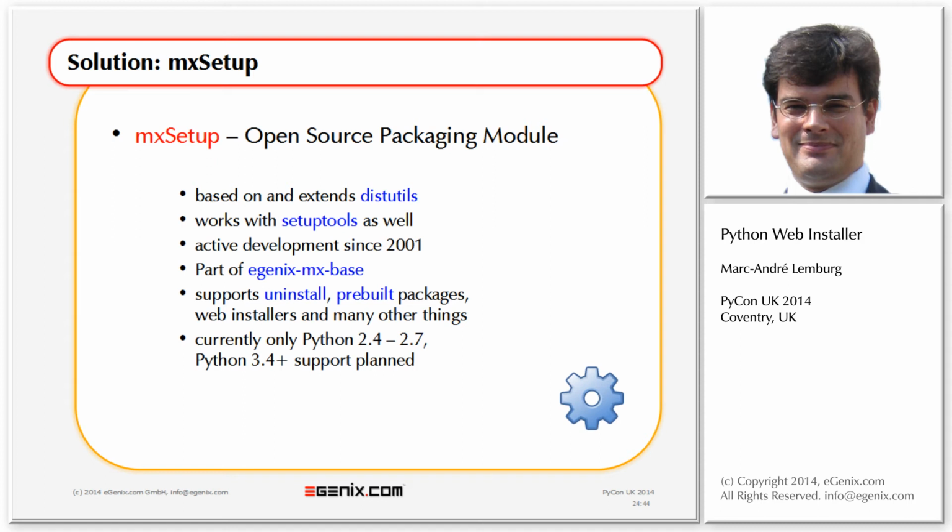Right, and our solution, of course, was to just use what we already had. We had this mx setup.py distutils extension. We've been using that since 2001, so quite a long time. There's lots of stuff in there. So, for example, it supports uninstall. We have something called pre-built packages, which I'm going to get to in another slide. We added the web installers to that. It supports Python 2. It doesn't support Python 3 yet, but we're working on it.